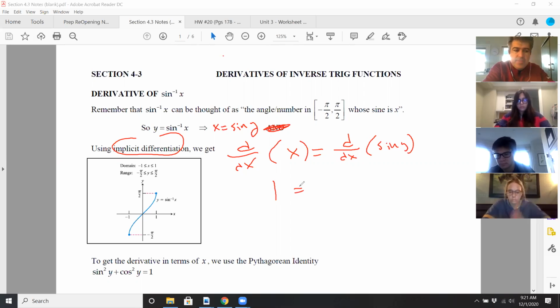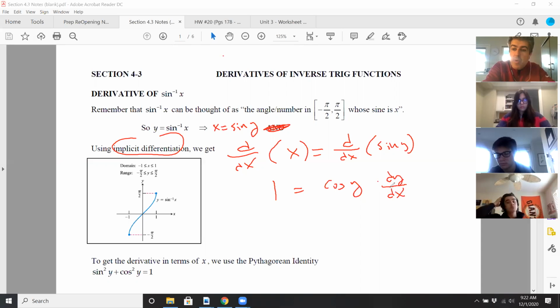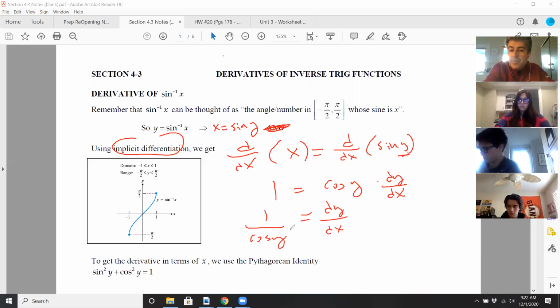And would someone like to tell me what the right side is going to be? Or you could type in the chat. You guys remember the derivative of sine? It's cosine, right? Good. Thank you, Connor. However, you've got to do times dy over dx. The reason why is because you have a y there, right? And then you isolate dy over dx, which is that. Great. So that's the derivative of inverse sine of x. It's 1 over cosine y.